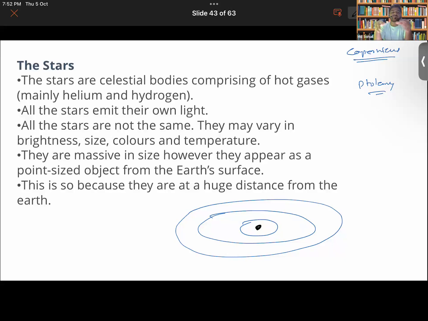And they were moving more slowly, right? So he said they are at a much larger distance from the Earth. Getting it now? Because they are in bigger circles and also moving very slowly, he said they are at a far distance from the Earth.